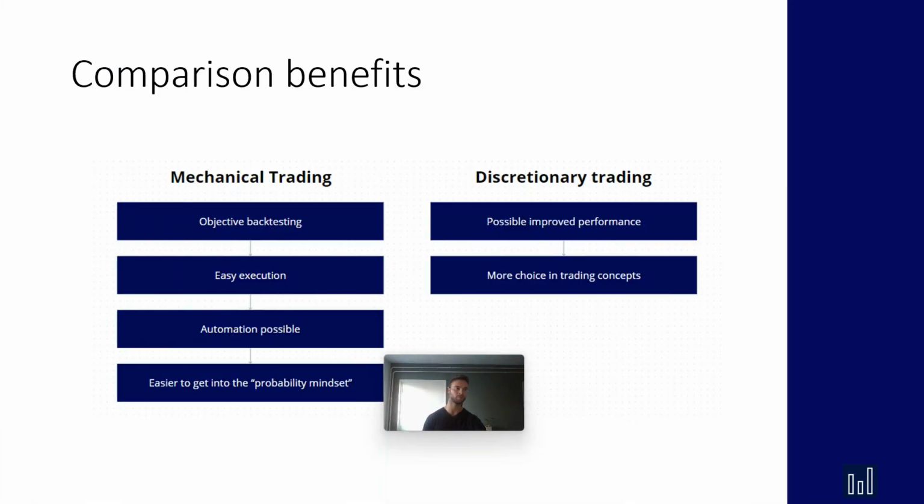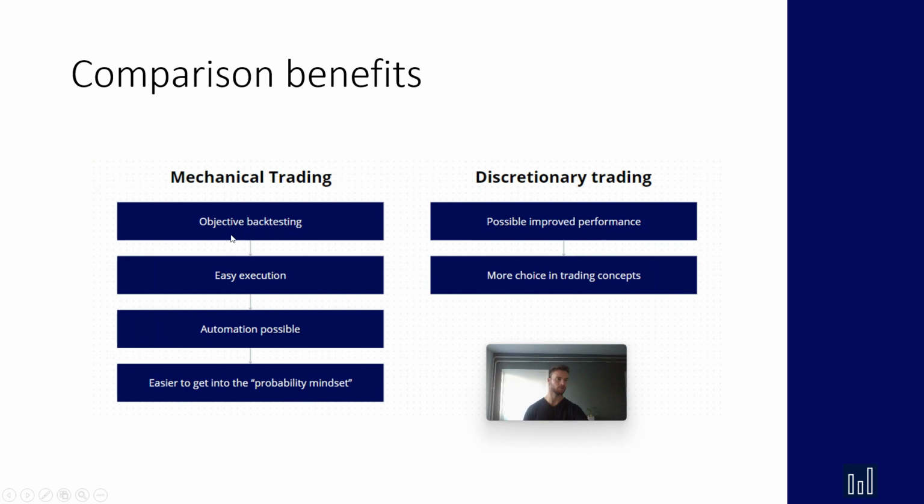Now, if we compare the benefits, this is what you're going to see. Mechanical trading gives you the opportunity for objective backtesting, which means you can figure out in advance if the things that you want to use actually worked in the past. It's easy to execute because you can automate, but you can also have a clear written down plan with exact rules that you can execute on easily because there are no gray areas. Automation is possible, like I said, and it's easier to get into the probability mindset. And if you take a look at discretionary trading, possible improved performance and more choice in trading concepts. Those are the benefits in the comparison.